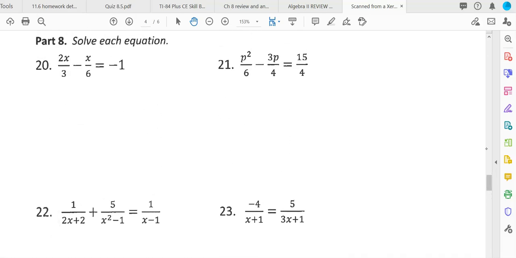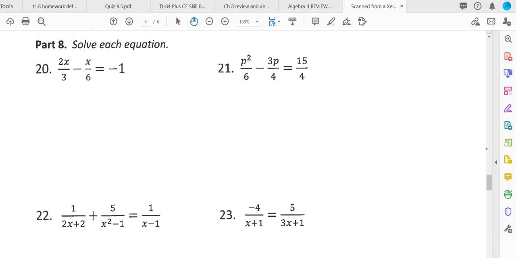We're almost there. Okay. So this one, just get rid of everything by multiplying by the common denominator of 6. So distribute that. 6 over 3 is 2, so that'd be 4x, minus 6 over 6 is just 1, so that's x. And this is -6. It's easy. 3x equals -6, so x equals -2.